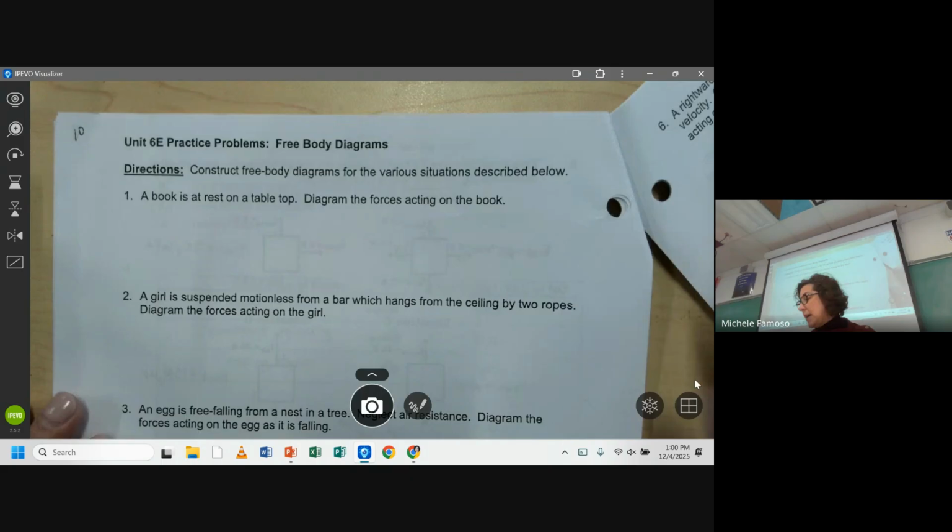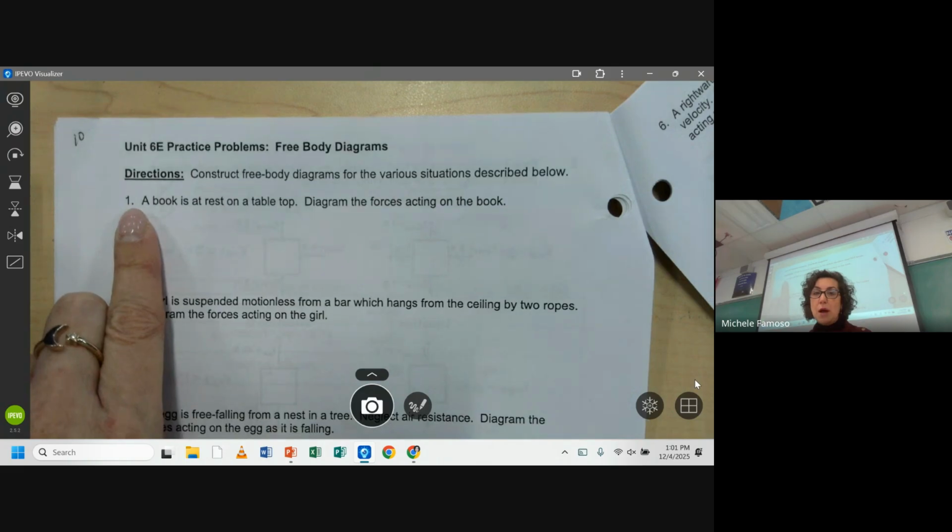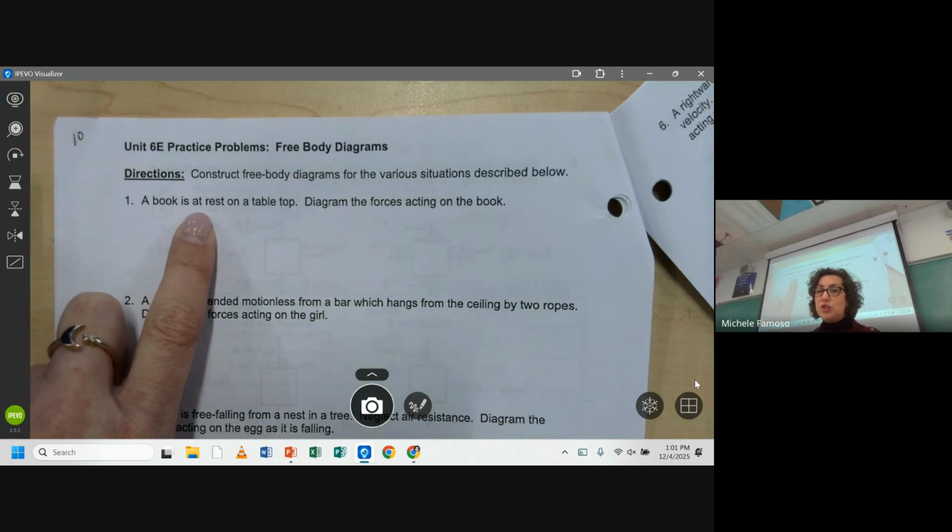So on pages 10 and 11, these are practice diagrams that we're going to make. I'm going to do all of them with you on page 10. And then I'm going to give you about 5 or 6 minutes to try them on your own on page 11, and then we'll go over those. Want to see if you can kind of figure it out on your own after you see me do them a few times.